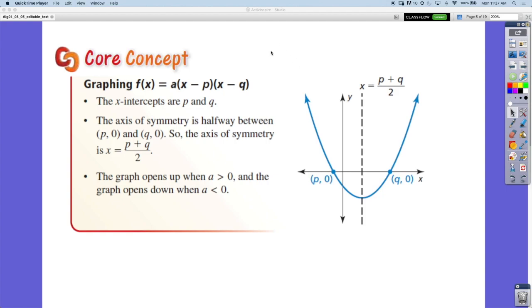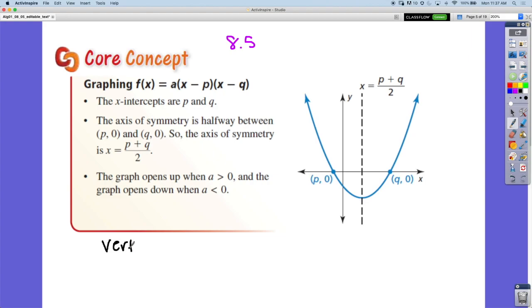Today we're going to cover section 8.5, and as I had you copying down the core concepts, I also asked you to write down the quadratic as a vertex form and standard form. Standard form is usually the easiest. What's the standard form? Good. All of you guys should know that.